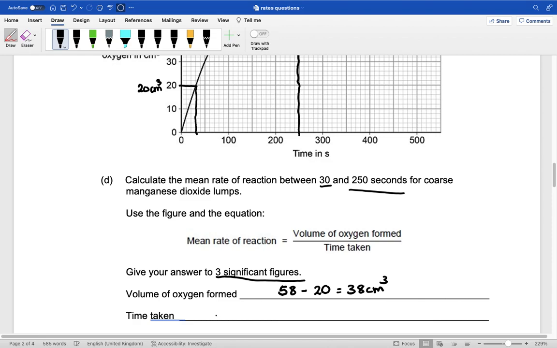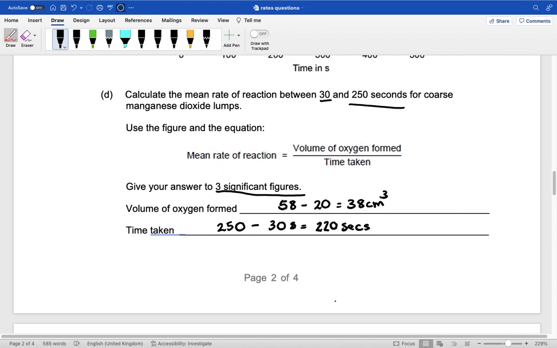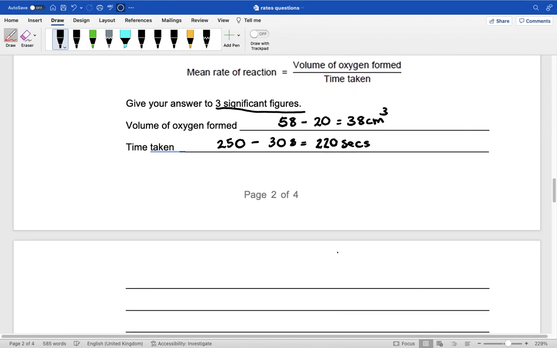Okay, and the difference in the time taken is 250 seconds, because that's what it says in the question, minus 30 seconds. So that gives us 220 seconds. So I've got my volume of oxygen produced in that time, and I've got the time it's taken to produce that volume of oxygen. So all I need to do now is put it into this equation that they give us here to calculate the mean rate of reaction. So the volume of oxygen formed divided by the time taken. So that's what I'm going to do down here.